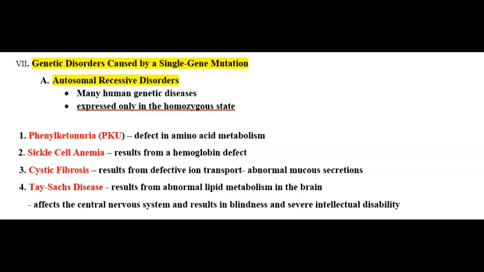Many human genetic diseases are autosomal recessive, and therefore they're going to express only in the homozygous state. Some examples: PKU, sickle cell anemia, cystic fibrosis, Tay-Sachs disease. You do not need to know these ones. The only ones you need to know are the ones we talked about in an actual lecture, which are sickle cell anemia and albinism.